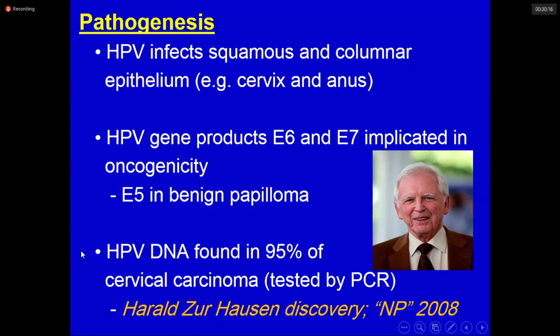A human papilloma DNA is found in 90% of cervical carcinoma. We said 70% are genotype 16 and 18. And usually we can detect these types with PCR. This person, Harald zur Hausen, discovered the relationship between human papilloma virus and cervical cancer. And he was awarded the Nobel Prize for his discovery in 2008. It's a great discovery.